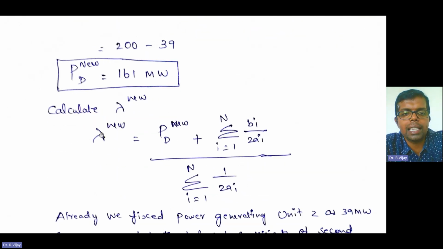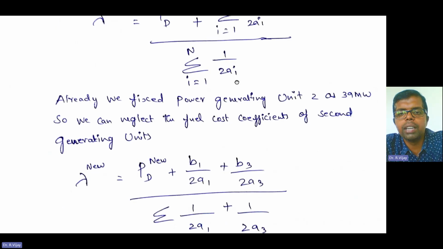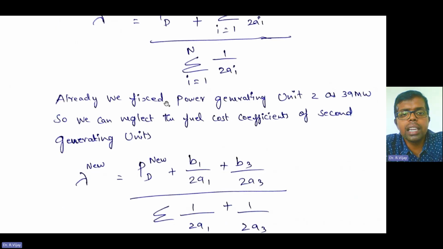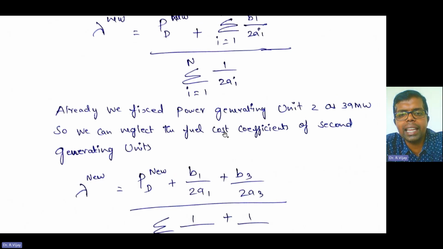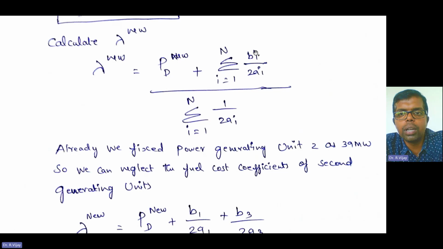Now we need to calculate lambda new. What is the formula? Same formula: lambda new is equal to PD new plus summation i equal to 1 to n of Bi divided by 2Ai, the whole divided by summation i equal to 1 to n of 1 divided by 2Ai. Already we fixed generating unit 2 at 39 megawatts, so we need to neglect the fuel cost coefficients of the second generating unit. You no need to consider the second generating unit because we already fixed it at 39 megawatt, and from that only we calculated the new power demand.